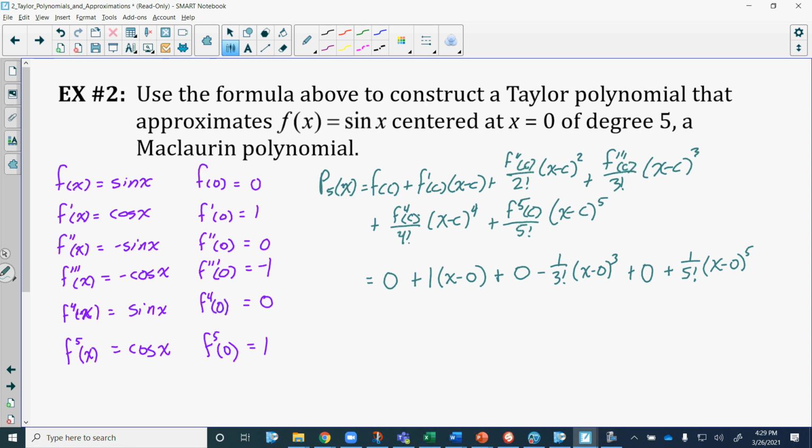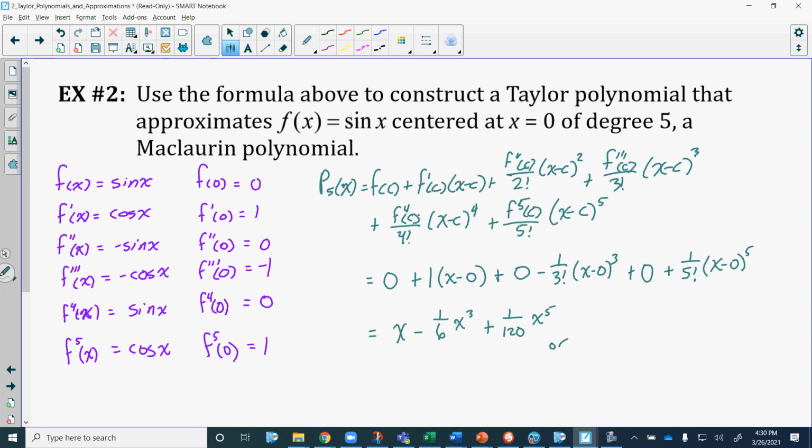So of course the 0 terms don't matter, and when I subtract 0 from x inside of the parentheses, really all we're going to have is an x. So 1 times x minus 0 is just going to be 1x. Negative 1 over 3 factorial is going to be a negative 1 over 6 x to the third power. The next one, 1 over 5 factorial, is going to be a positive 1 over 120 times x to the fifth power.